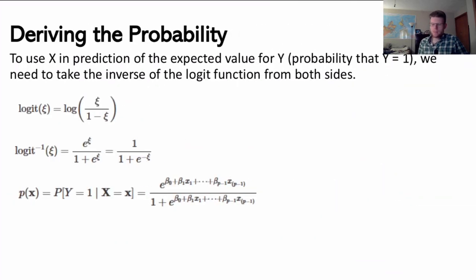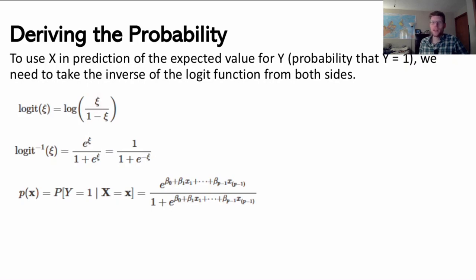Now, while the linear equation is helpful for fitting the model to begin with, really what I'm most interested in is directly finding this probability. I want to know what is the probability that y equals 1 given some input for the predictors. So what I'm going to do is take the inverse of the Logit function. The Logit function is the log of some value divided by 1 minus that value. So it's the log of the odds of a probability. If I take the inverse of the Logit from either side, then I'm going to be left with this value, which is going to be a probability.